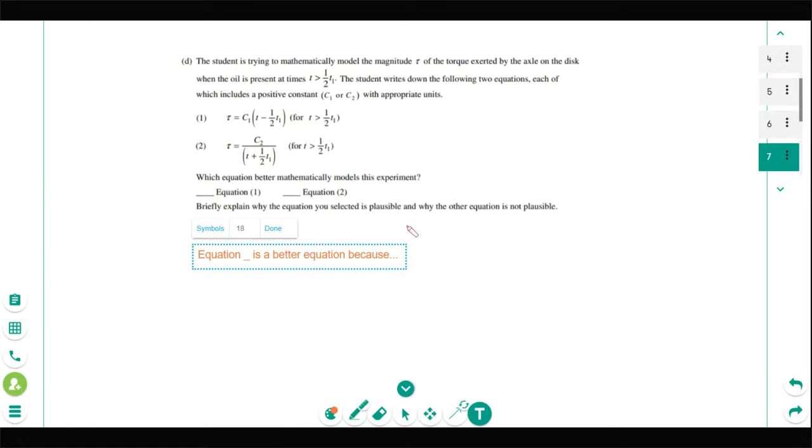All right. So we've had a little bit of time to ponder. What are we thinking? Equation 1 or equation 2? Which one's a better option for modeling that graph?